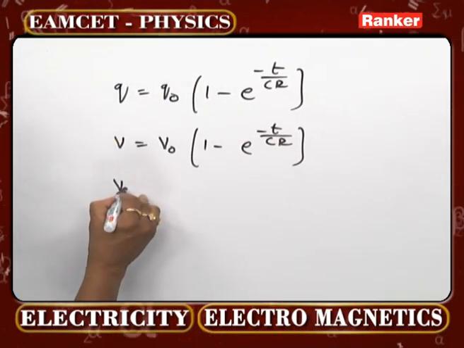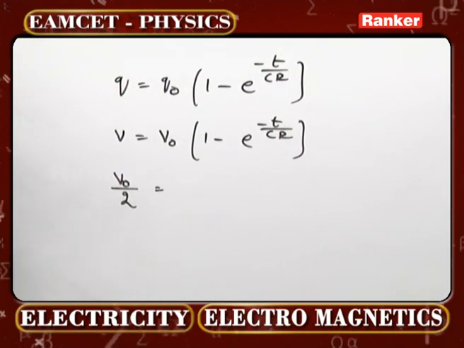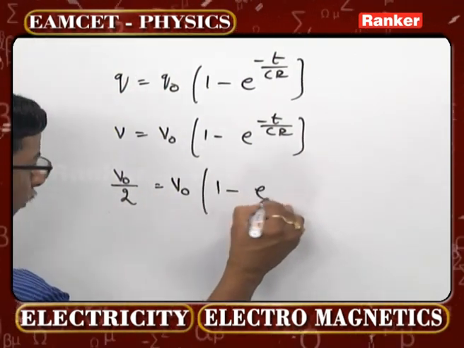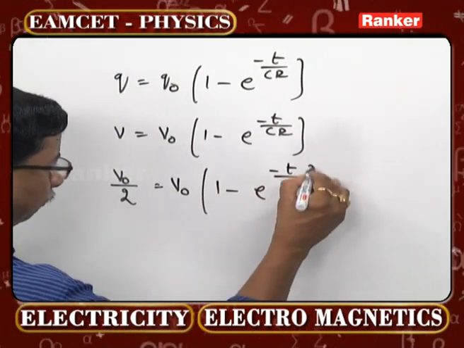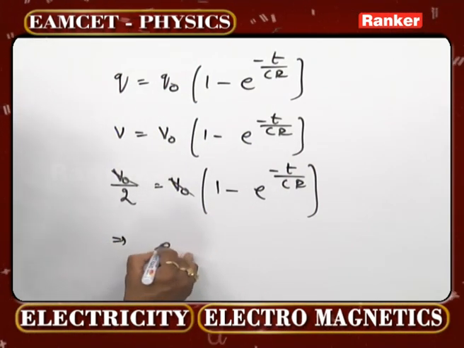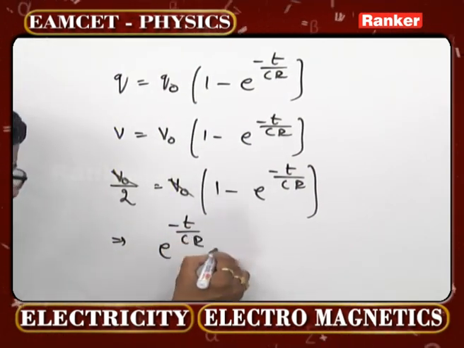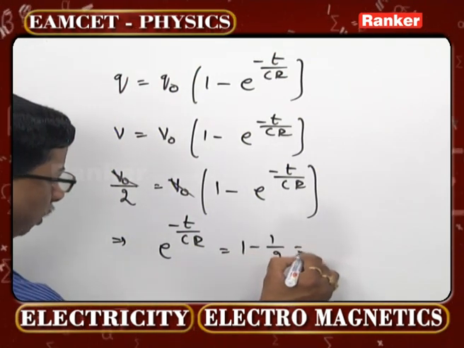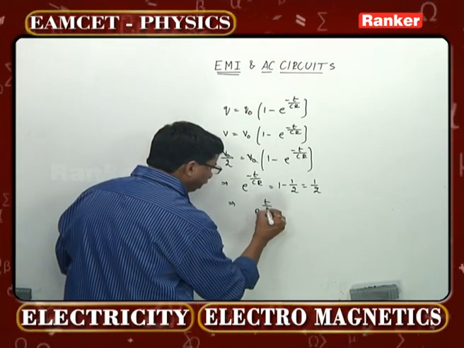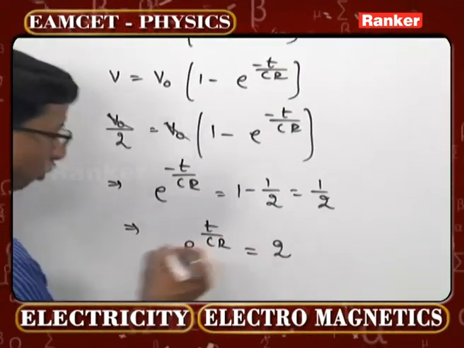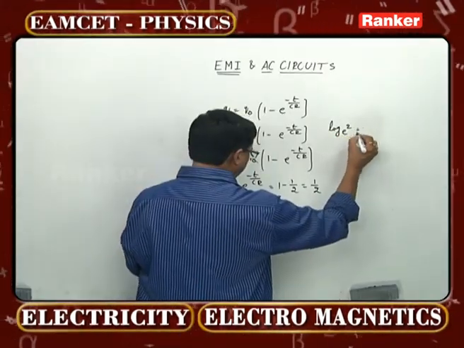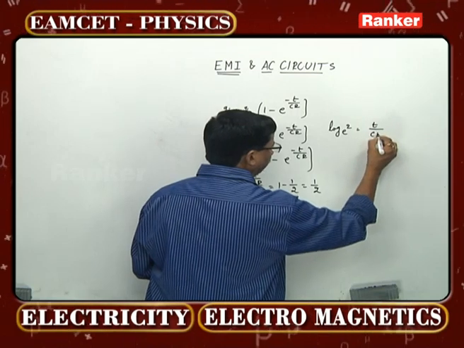Now you can understand in this case, this can be rewritten as V is equal to V naught into e power minus t by CR. What is this V given? Half of V naught, that's what has been mentioned, is equal to V naught into e power minus t by CR. Now you can cut this one over here. So what is left over? E power minus t by CR is 1 by 2. So in other words, you can write e power t by CR is equal to 2. Then if you apply logarithms, log 2 to the base e is equal to t by CR.